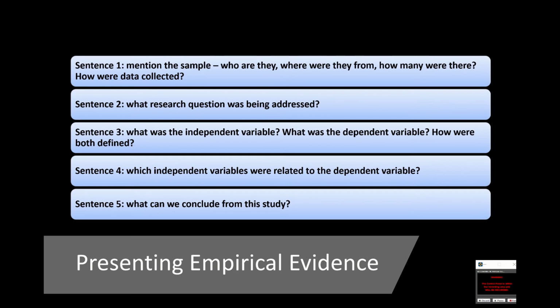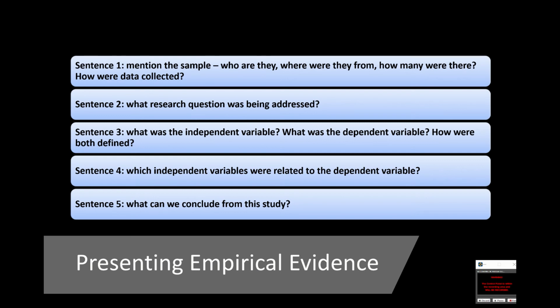Then you can talk about which research question was being addressed on this sample. Sentence 3 is very, very important. When we're talking about the independent variable, we're talking about how the study measured its key theoretical construct.